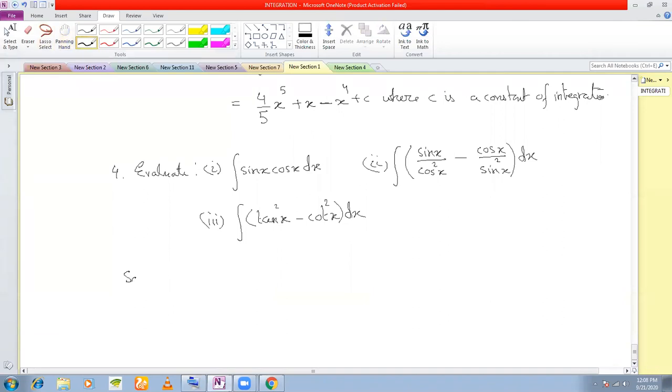Solution 4.1. We say let I is equal to integral sine x cos x dx. Remember, this is a product of sine and cos. Whenever you see a product of trigonometric functions, especially sine and cos, bear this in mind: whenever you see a product of trigonometric functions, either sine x sine y or sine x cos y, something like this, then always change it to a sum.